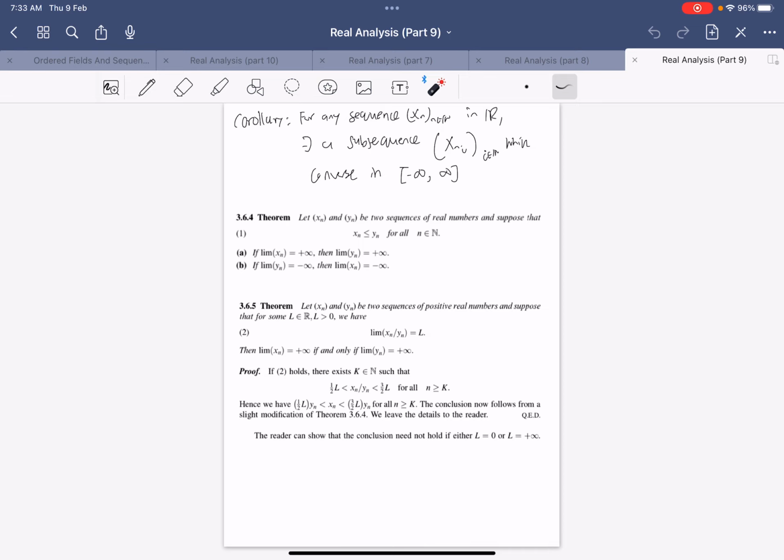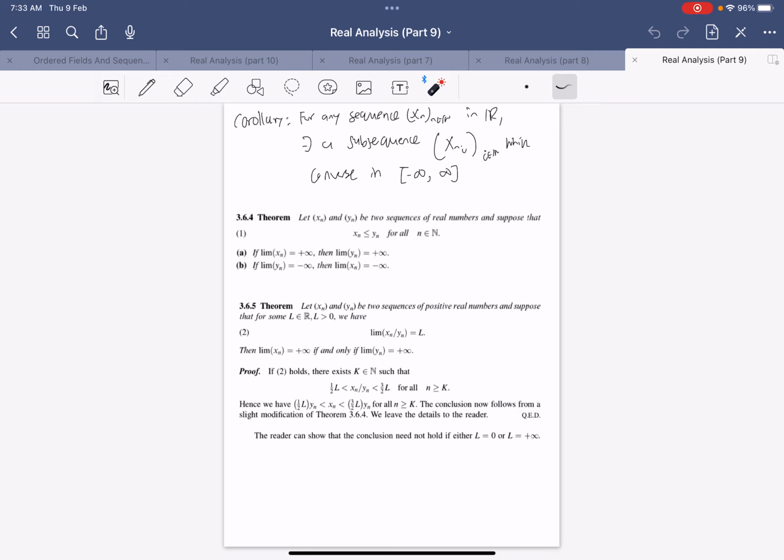So we would now like to say that if we have two sequences, and one sequence is always greater than the other, and we know the smaller sequence x converges to infinity, then the larger sequence y must also converge to infinity. Likewise, if y converges to minus infinity, then x also converges to minus infinity.